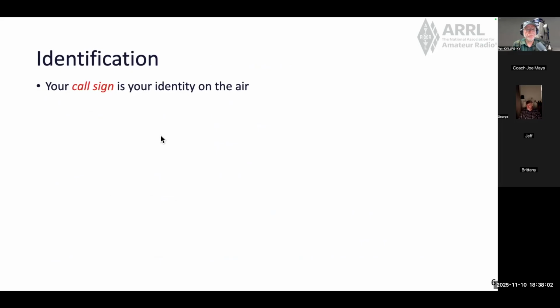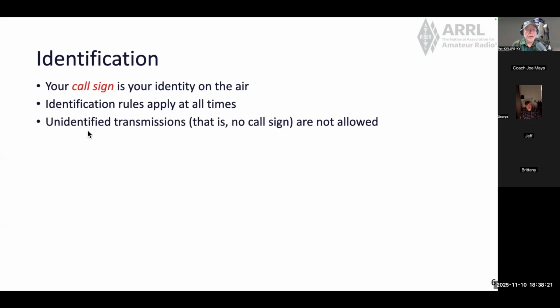Identification. Your call sign is your identity on the air. So you don't throw out your name when you're on the radio. You can, and most people will know who you are by your call sign when you're operating. Identification rules apply at all times. Unidentified transmissions, that is, no call sign, are not allowed.